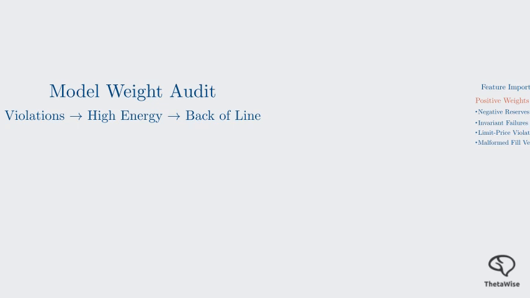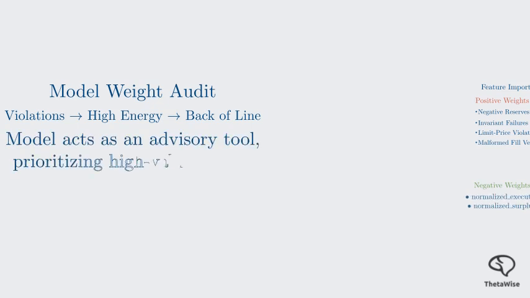The largest negative weights, which decrease energy and increase priority, are assigned to objective metrics like normalized executed volume at negative 58.01 and normalized surplus at negative 28.77. The model has learned that candidates with high volume and high surplus are the most likely winners. By assigning these features large negative weights, the model ensures that high-value trades are checked first. This confirms the model is acting as an advisory tool, prioritizing what matters most to the DEX.